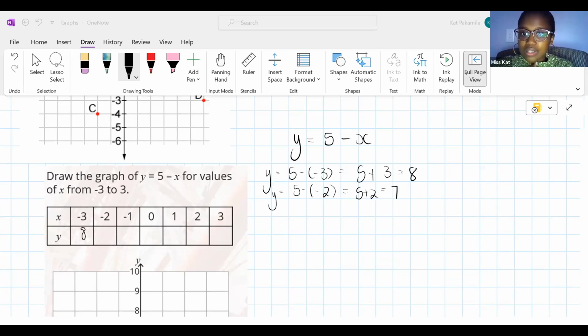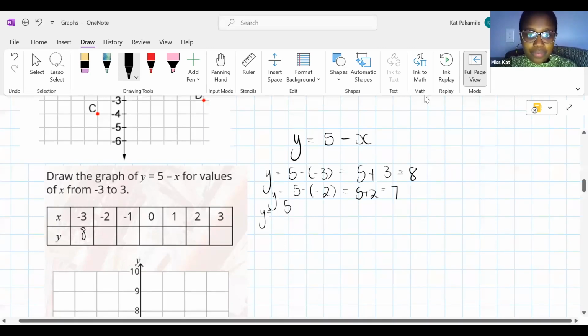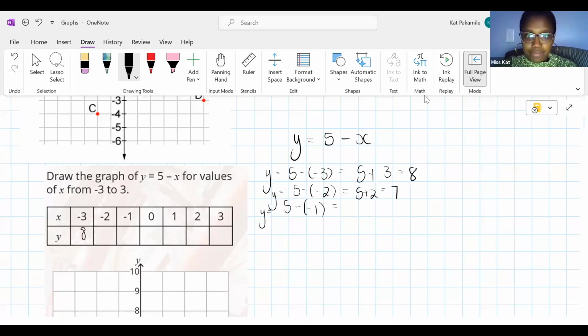Okay, let's see what Sia has to say. Sia, what's our next output? So the answer is going to be y is equal to 5 minus brackets -1. Then you close the brackets. Then we're going to say y is equal to 5 plus 1, and then equals 6. Beautiful, Sia. We're doing so well.